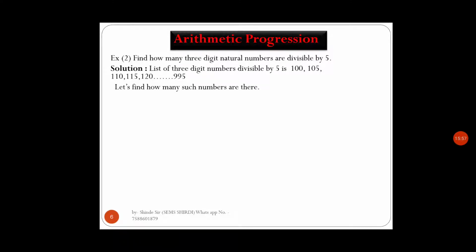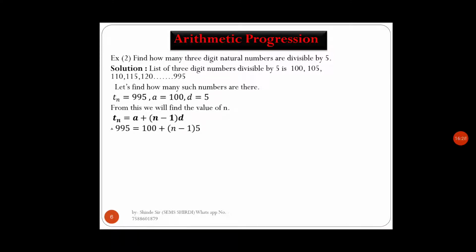Okay, now here Tn is equal to 995, a is equal to 100 and d is equal to 5. Now from this we will find the value of n. How? Tn is equal to a plus (n minus 1) into d. Here Tn is equal to 995, a is equal to 100 and d is equal to 5. Therefore 995 is equal to 100 plus (n minus 1) into 5.